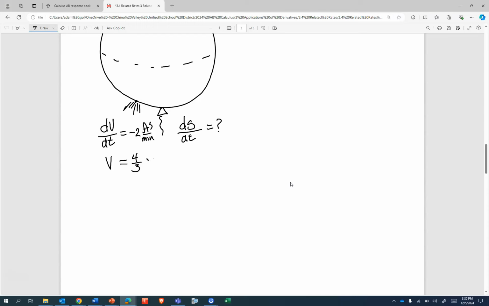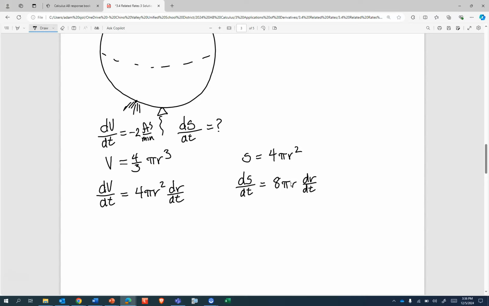So the volume of a sphere is 4/3 pi r cubed, and the surface area of a sphere is actually just the derivative of volume, 4 pi r squared. And we know we need both of these because we need dV/dt, which is the derivative of the equation on the left, and dS/dt, the derivative of the equation on the right. So maybe I'll find those. The derivative of 4/3 pi r cubed is 4 pi r squared dr/dt. And dS/dt is equal to 8 pi r dr/dt.